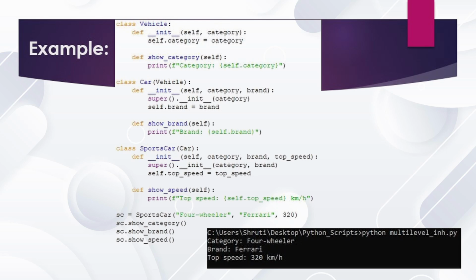The method sc.showCategory is called which accesses the method from the vehicle class and prints category 4-wheeler. The method sc.showBrand is called which accesses the method from the car class and prints brand Ferrari. The method sc.showSpeed is called which accesses the method from the sports car class and prints topSpeed 320. This program clearly shows how each subclass can build upon and extend the functionality of its parent class.